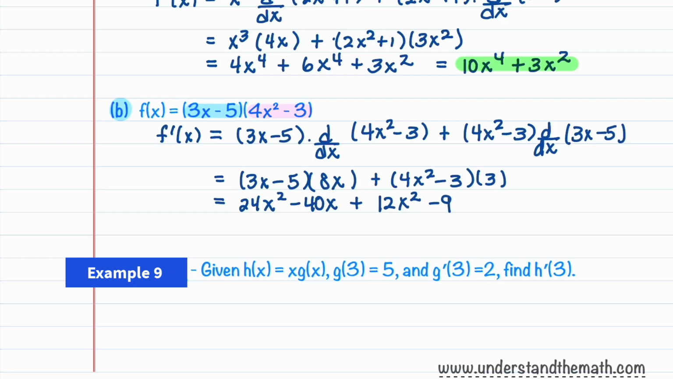Now let's see what we can combine. It looks like we can combine this term and this term. 12 and 24 is going to be 36. So we have 36x squared minus 40x minus 9. And that's our derivative. It's really nice when you're working with polynomials.